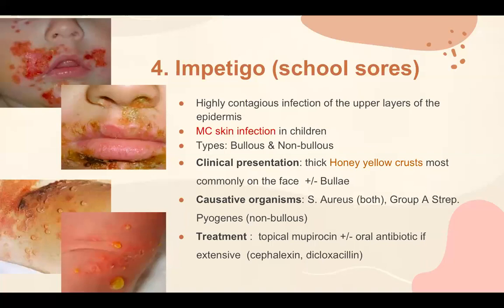Now, for the types, it can present as the bullous type and the non-bullous type, but usually has a characteristic thick honey-yellow crust appearance, which is mostly seen on the face. Both types can be caused by Staph aureus. However, the non-bullous type can also be caused by group A Streptococcus pyogenes bacteria. The treatment also focuses on topical antibiotics, and you can also use oral antibiotics if it's extensive.